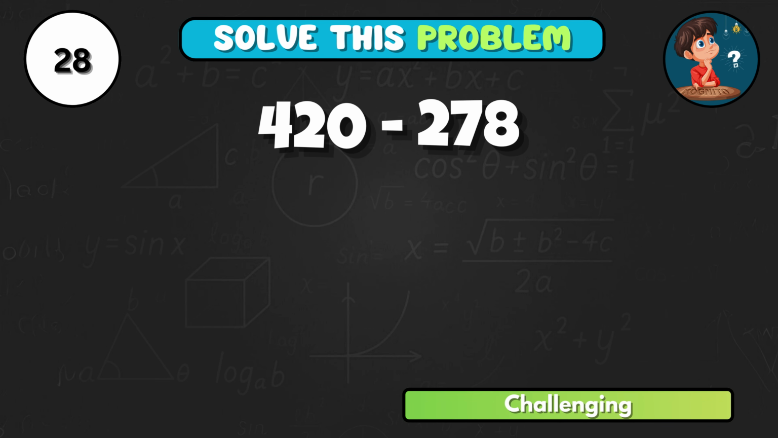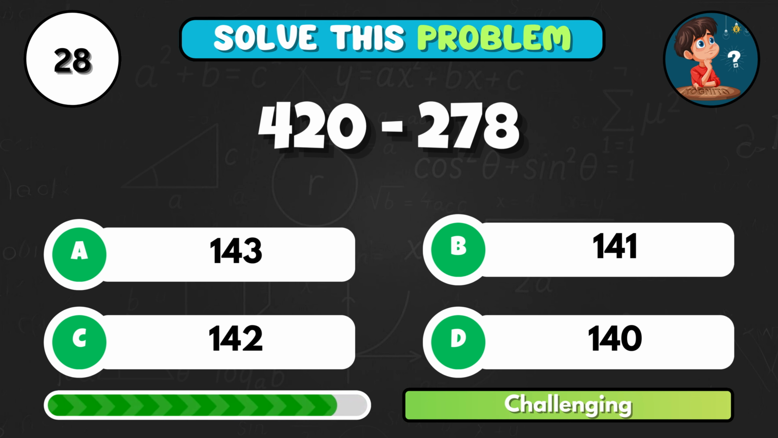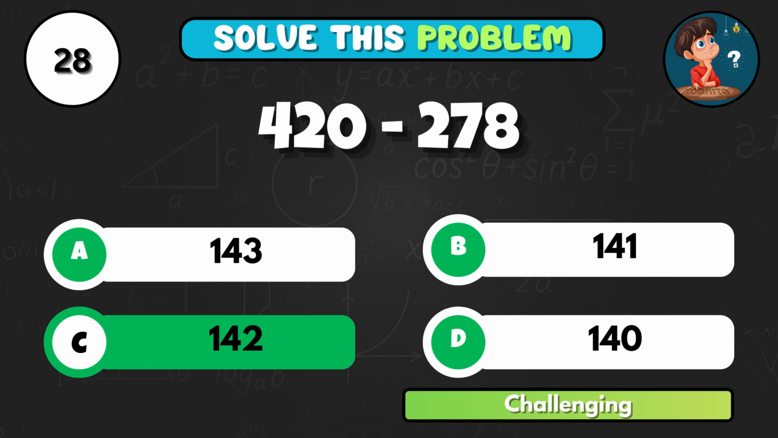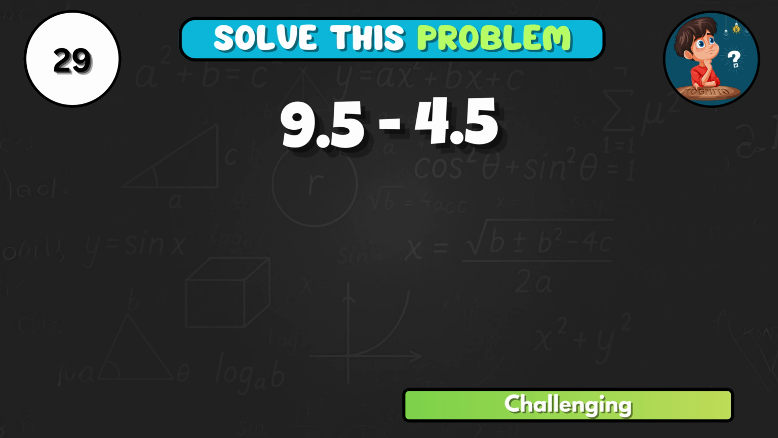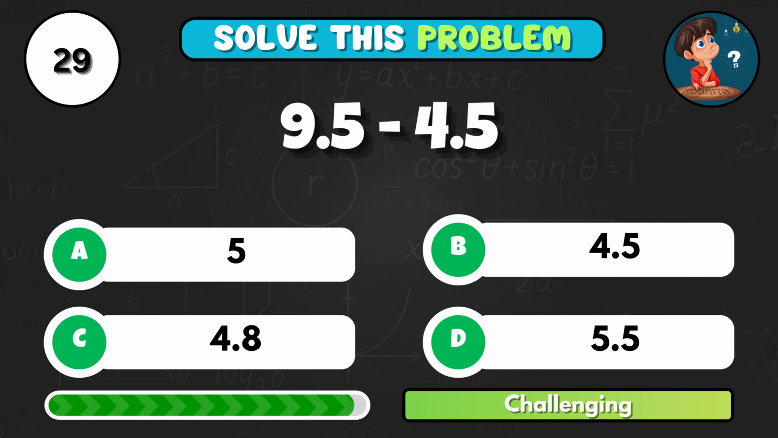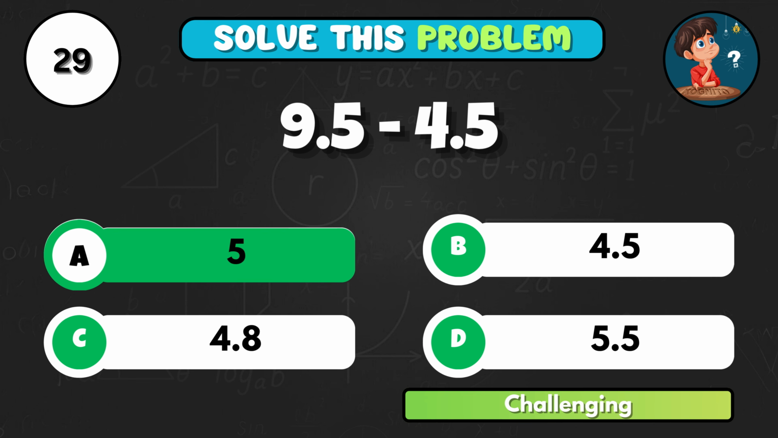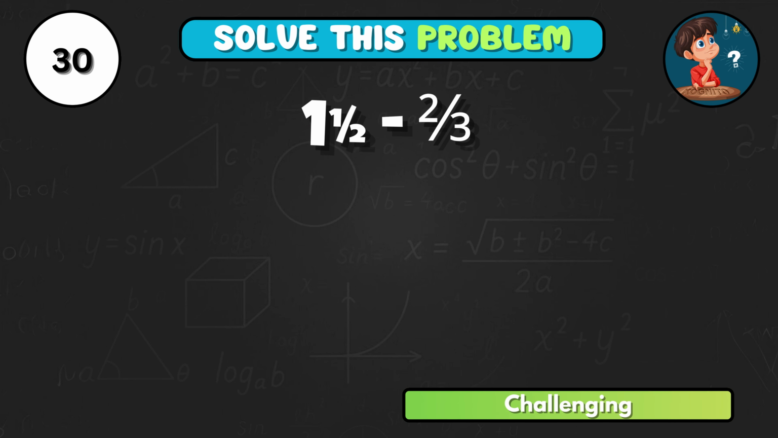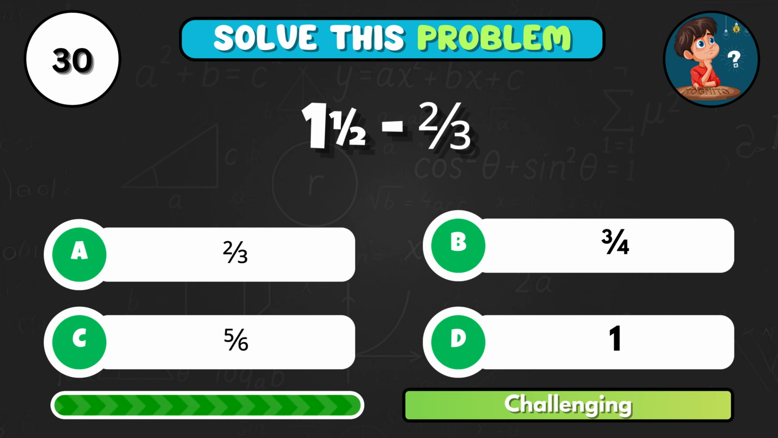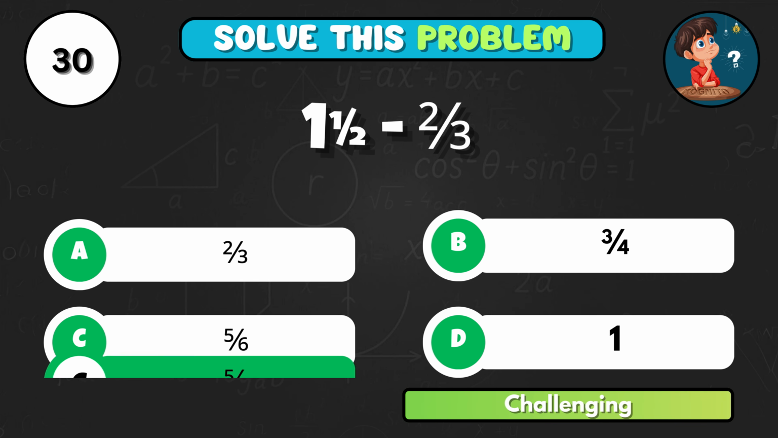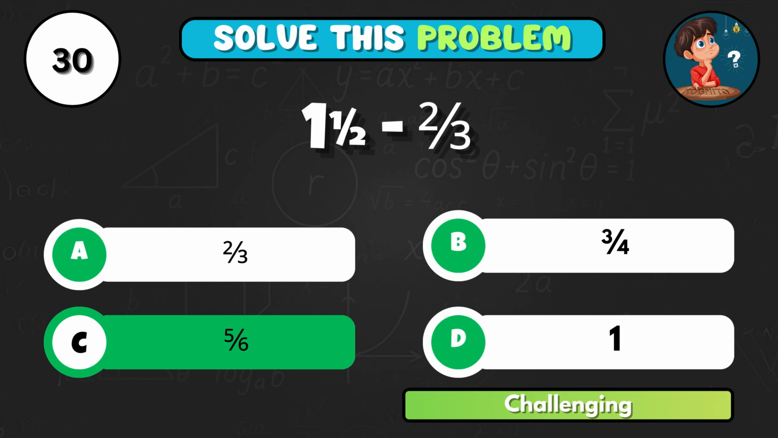Subtract 278 from 420. Option C is correct. That leaves 142. What is 9.5 minus 4.5? Option A is right. You get 5. Subtract 2/3 from 1.5. Option C is correct. The result is 5/6.